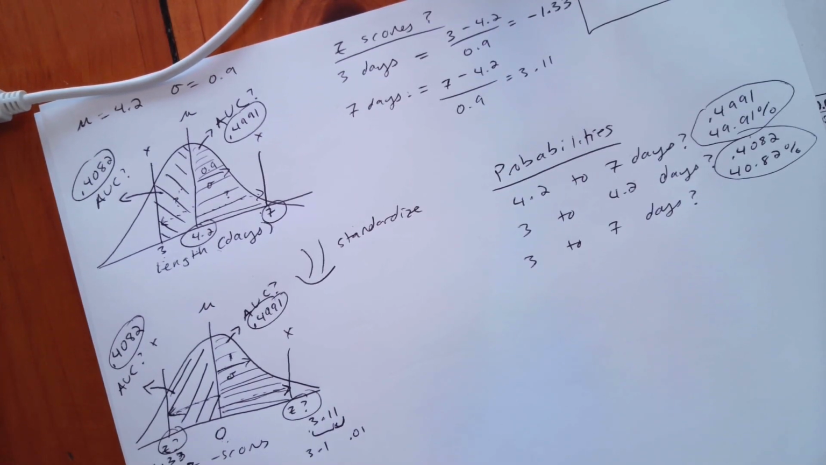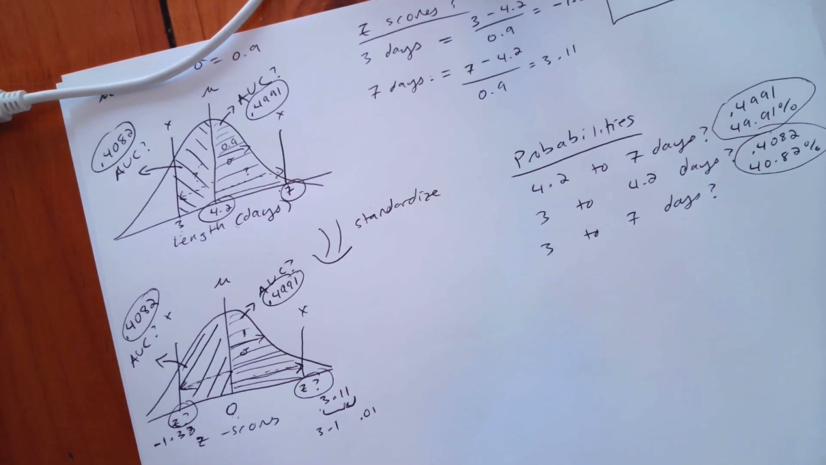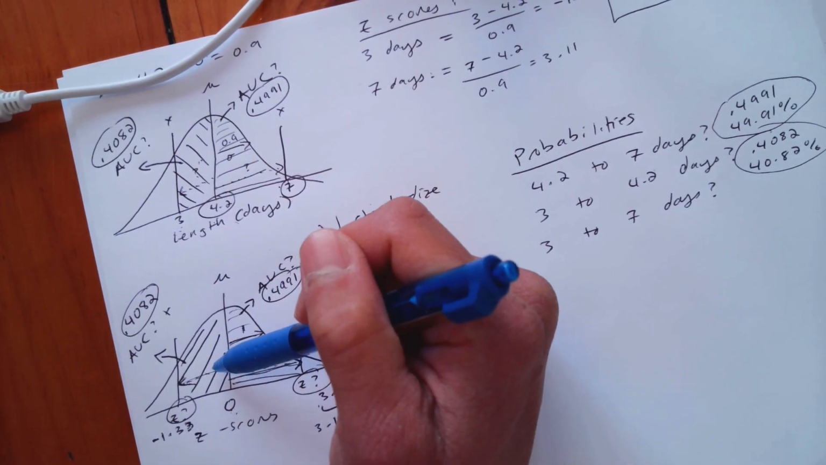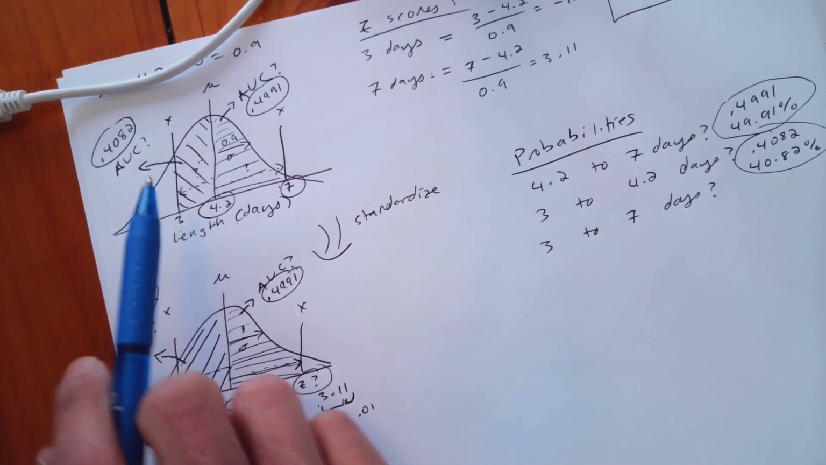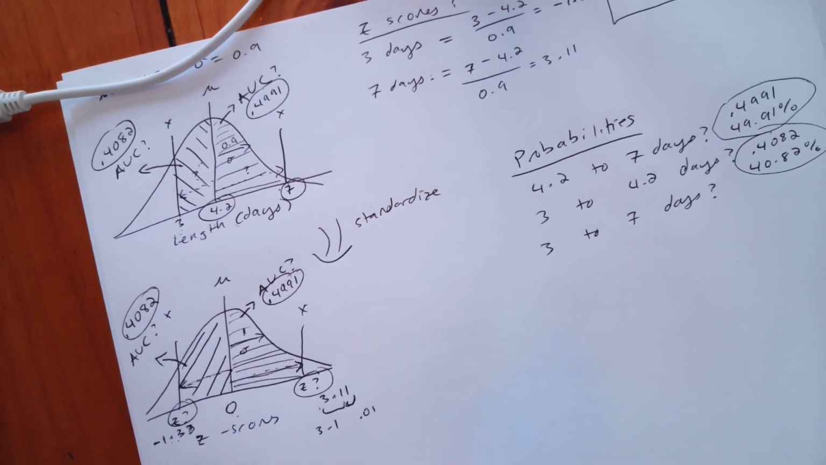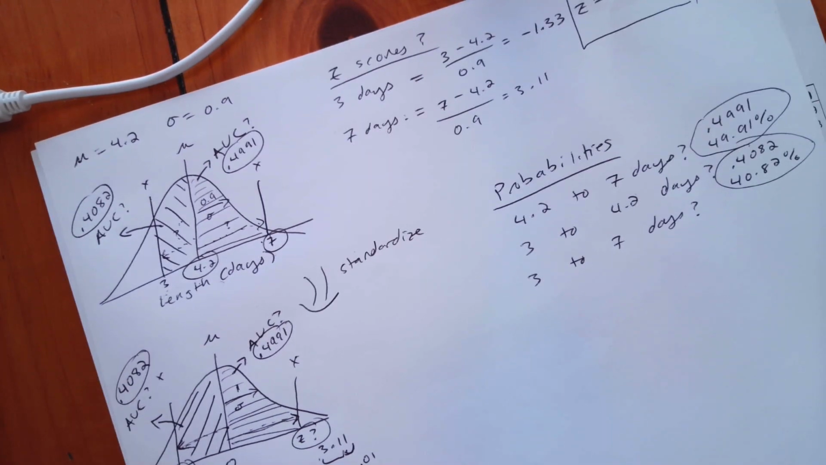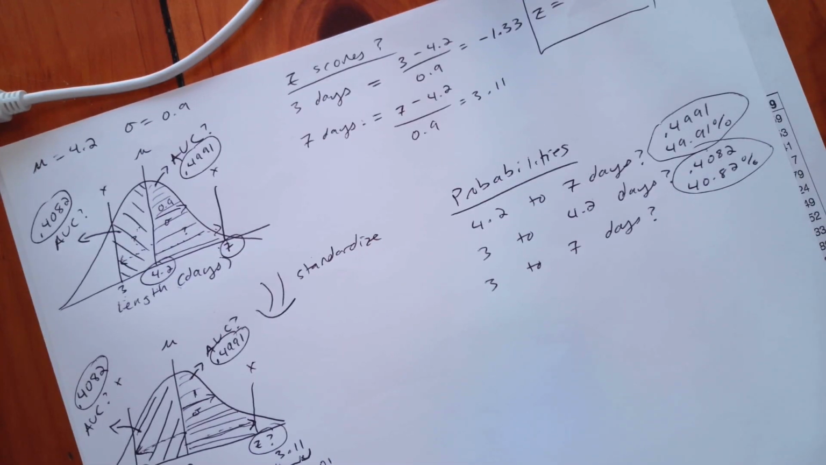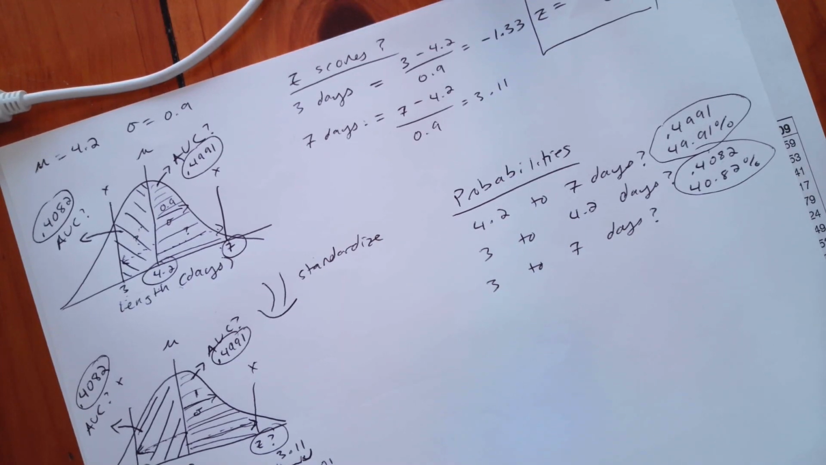So we found our z-scores for 3 and 7. We used them to figure out how far down these lines would be on our standard normal distribution. And then we were able to look up the area under the curve on the standard normal distribution between our values of interest in order to find out the area under the curve between those values of interest on our original distribution. So here we have a probability of 0.4082 or 40.82% of getting an outcome between 3 and 4.2 days.